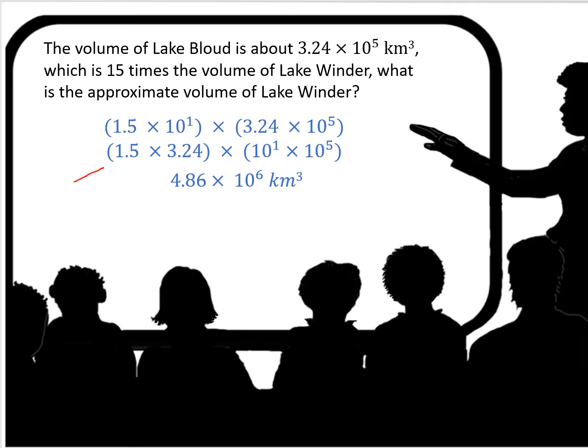1.5 times 3.24, we end up with 4.86, and then we're going to have the other factor keep the base and add the exponents. 1 plus 5 is 6. Our final answer is 4.86 times 10 to the 6 kilometers cubed.